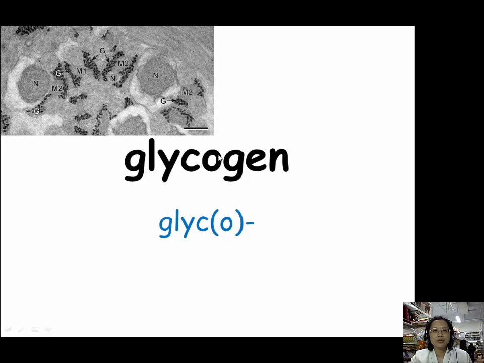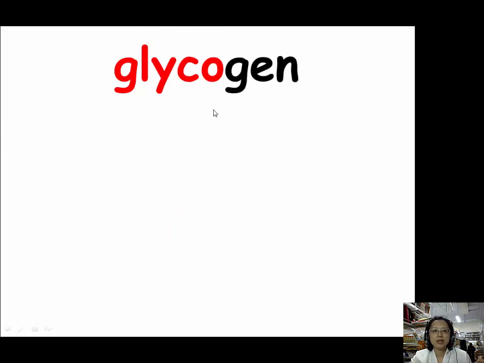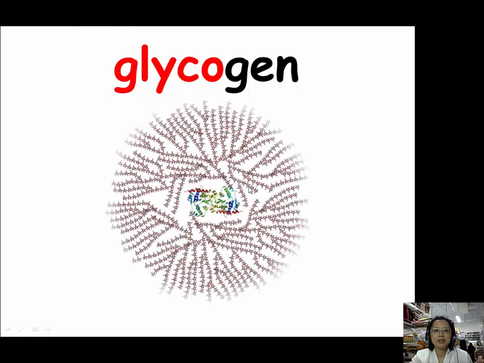For glycogen, which is also related to sweet, we use this prefix, glyco. Our example is glycogen. This is a structure of glycogen.